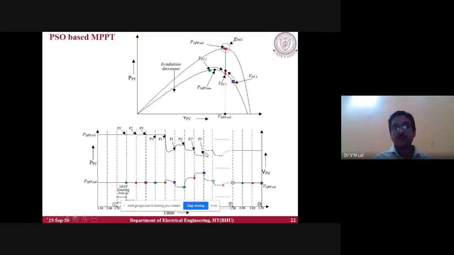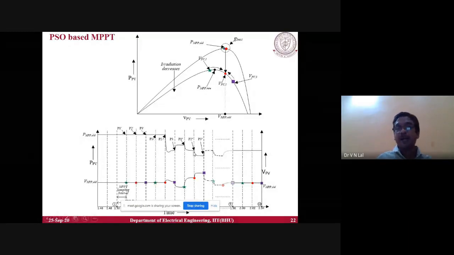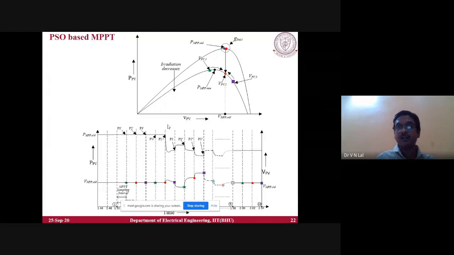It is but obvious that the previous power will be more than the new power. So the P best solution of the individual particle will be according to this previous power, that is VMPP old. Even if we have adjusted this point, the position of this is changed, but the position of this is not changed. Even if this is done, the power is compared with this one, so the previous power is more. So what will happen? The P best of these 3 particles will be this voltage position, that is VMPP old.